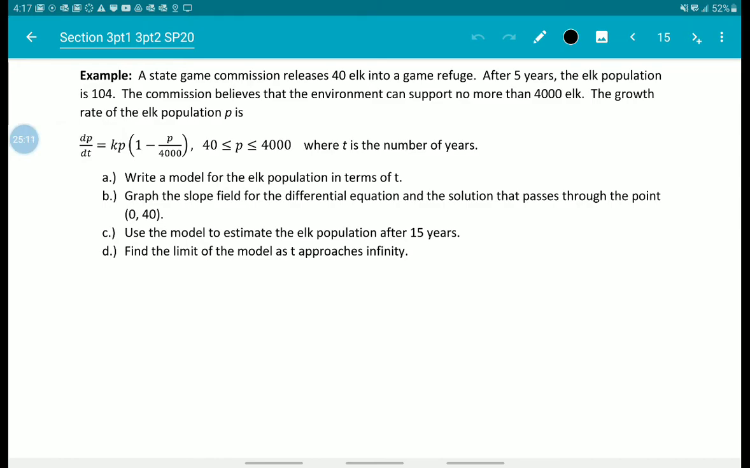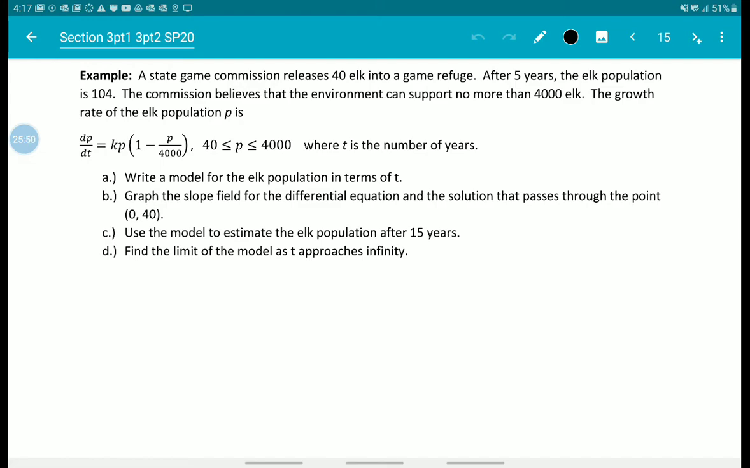We have a state game commission that releases 40 elk into a game refuge. After 5 years, the elk population is 104. The commission believes that the environment can support no more than 4,000 elk. And we have the growth rate of the elk population in terms of a differential equation. They're asking us to write a model for the elk population in terms of t. So in other words, solve that differential equation for P. So if we wanted to do that, we could integrate, and then we could use our conditions to figure out what our constants are going to be.